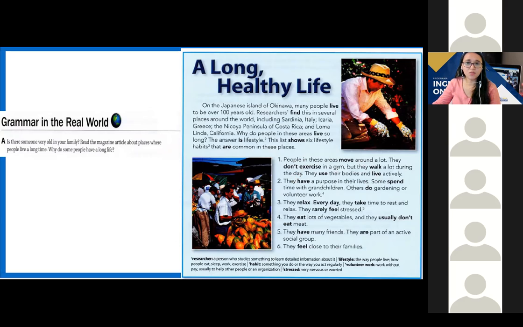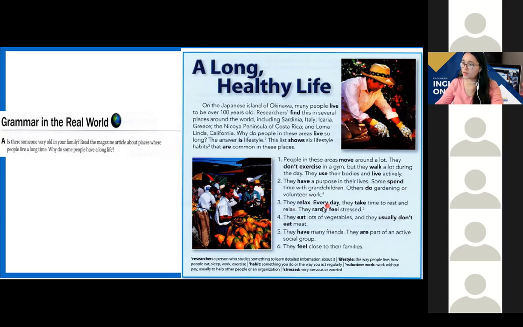Okay, let's go with number two. Can you help me, Manuel, please, with number two? What else do they do? Okay, teacher. Number two, they have a purpose in their lives. Some spend time with grandchildren. Others do gardening or volunteer work. Okay, that is another thing they do, right? They have a purpose in their lives. They spend time with their grandchildren, and they are always doing something, for example, gardening or volunteer work.